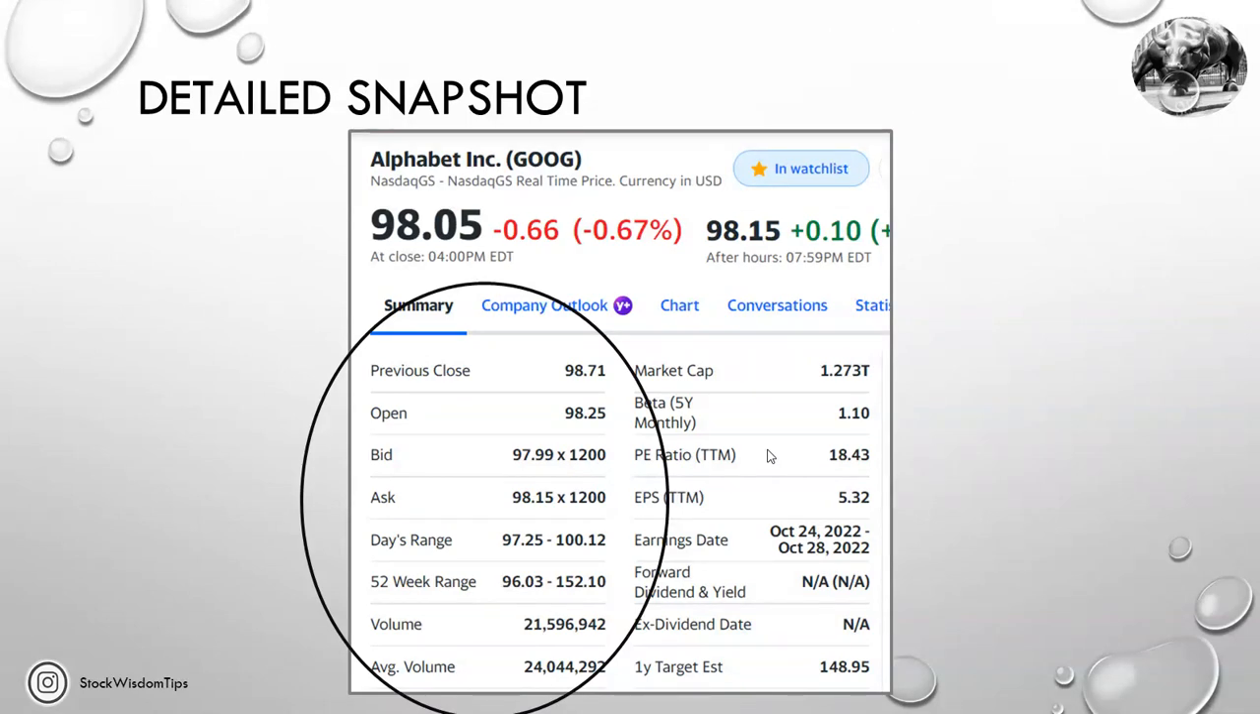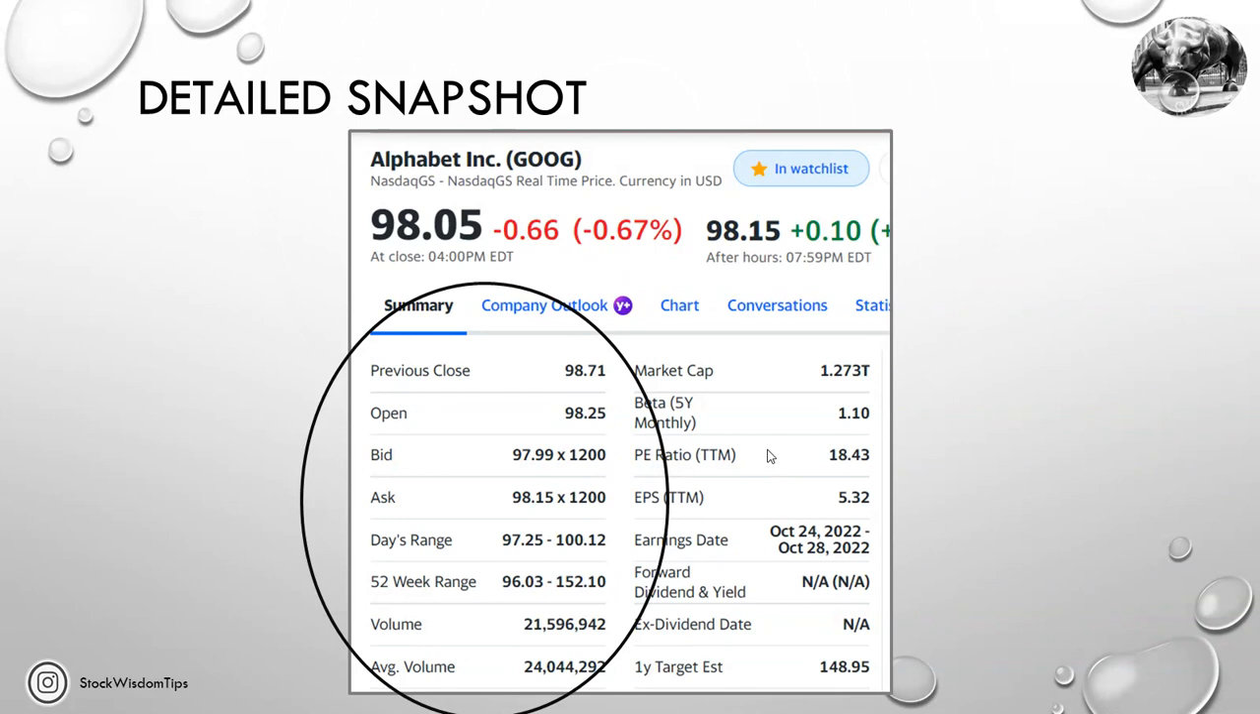On the left side we see previous close. That's obviously the price the stock closed at the previous day. The open, what price it opened at. As stocks today are traded almost 24 hours, they're traded after hours as well, but there's always an opening at 9:30 a.m. Eastern time. There's always an opening price that is shown within this summary page.